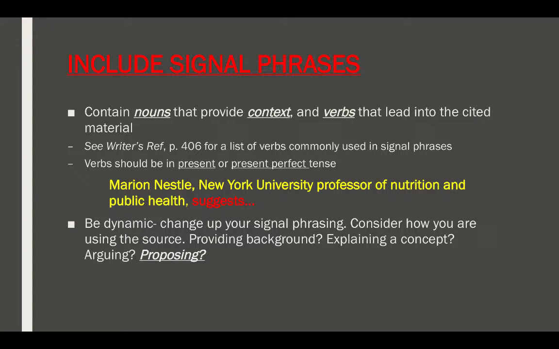Signal phrases contain nouns that provide context, such as the author's name, the title, the publication, the website, the date. All those things are nouns and adjectives that provide context to give us the detail. And verbs that lead into the cited material. If you check out page 406 of Writer's Reference at the very bottom in the yellow box, there's a big list of example signal phrases as well as verbs you want to use in signal phrases.